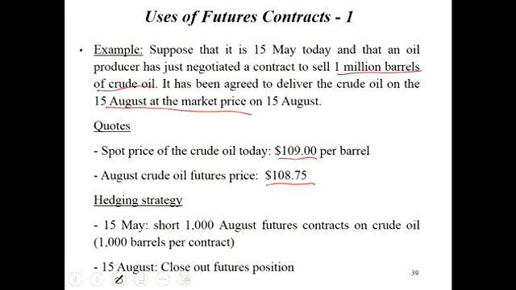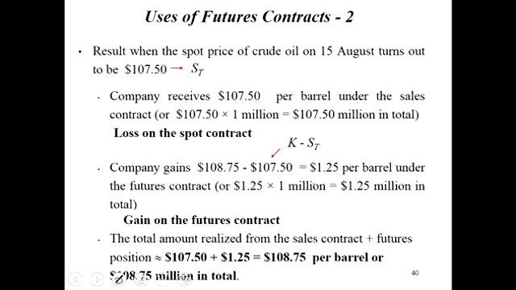The contract size is 1,000 barrels, so they have to open a position with 1,000 contracts to hedge this. And then, of course, on the 15th of August, they're going to close it out. So let's take two cases, one when the price goes up and one when the price goes down. The first one is that it's $107.50 per barrel. Because you're selling 1 million barrels, the refinery pays you $107.5 million.